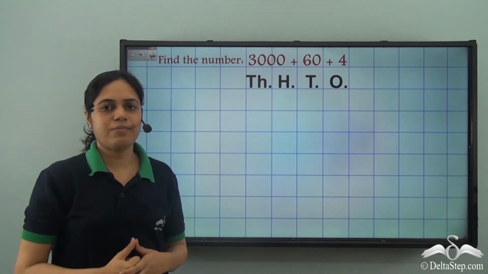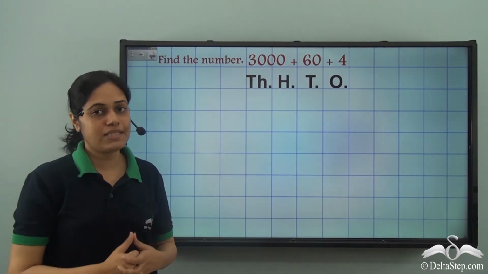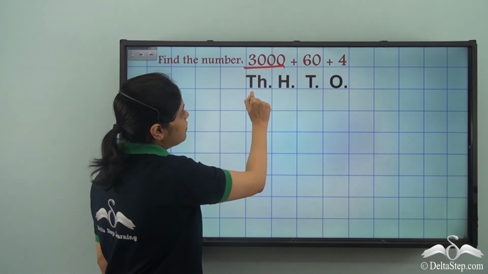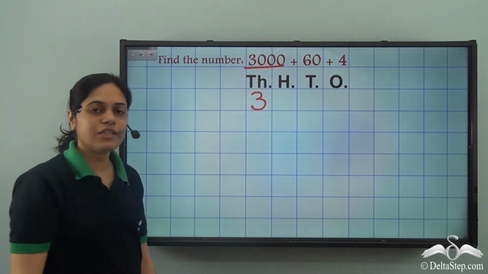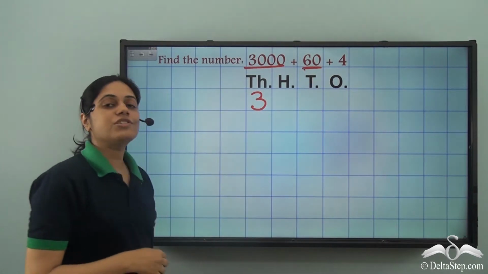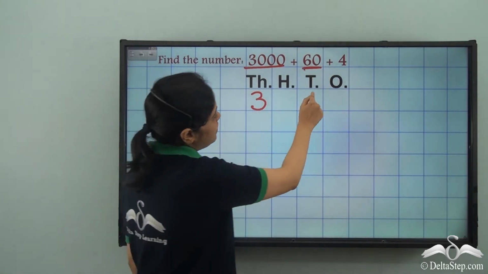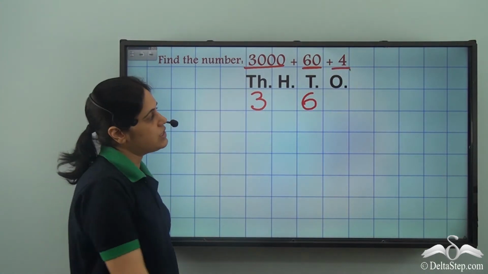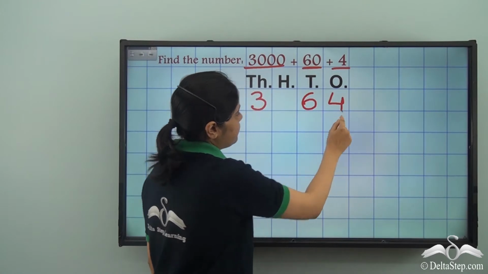Now what about this number? 3000 plus 60 plus 4. So I have a 3000, which means 3 will be there in the thousands place. I have a 60, which is 6 tens. So 6 will be there in the tens place. And I have a 4, which means 4 ones.